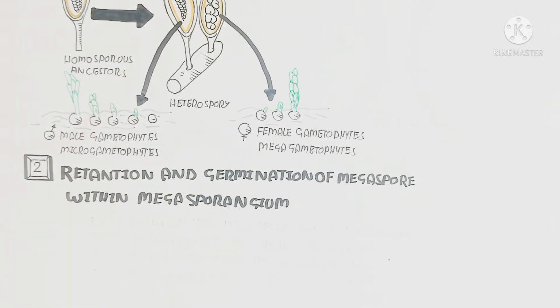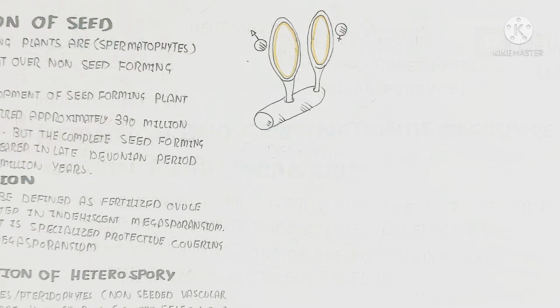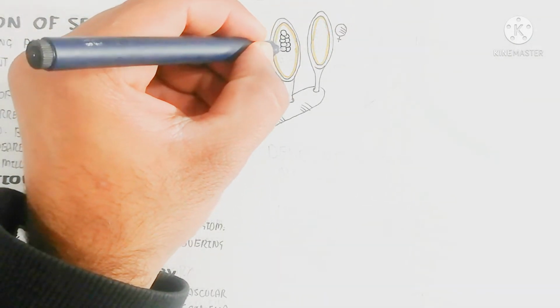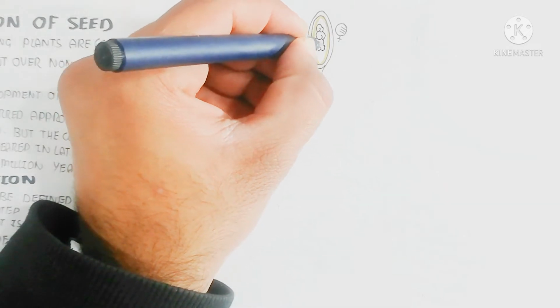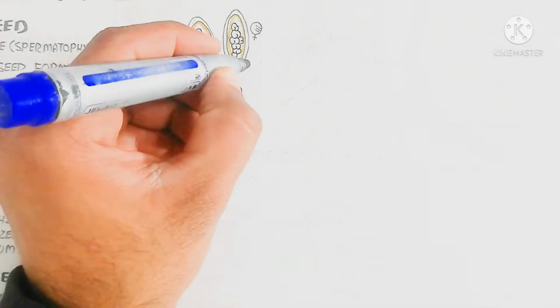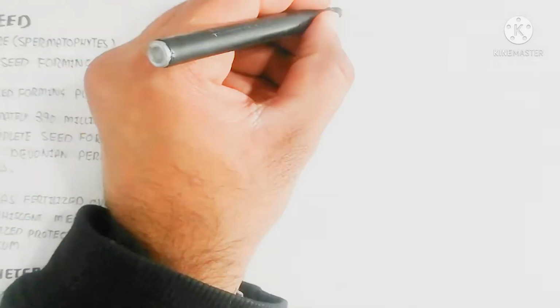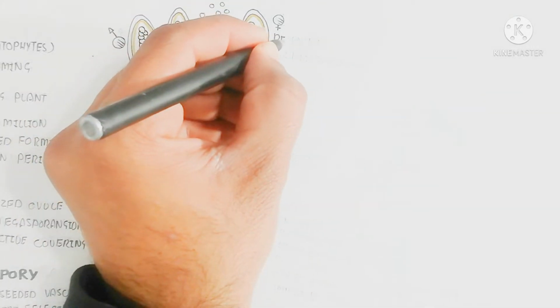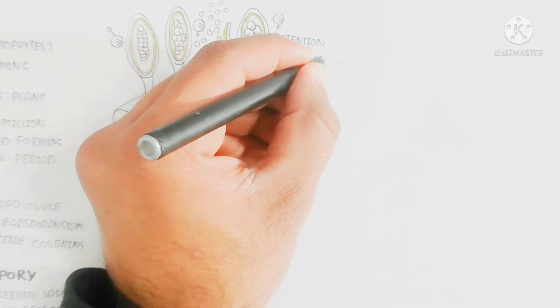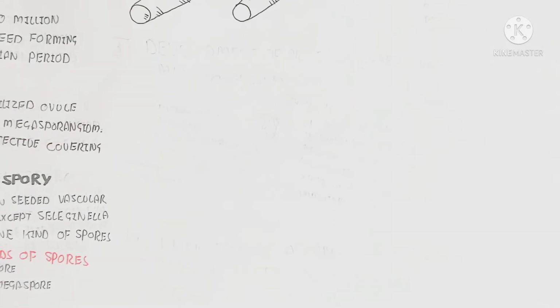The megasporangium is the part in which the megaspore is retained. In Selaginella the megaspore does not shed from the megasporangium, but develops into the megagametophyte inside the megasporangium, and in the megagametophyte the egg develops. Here are the two types of sporangium, the microsporangium and the megasporangium, which are male and female. Here is the shedding of the microsporangium, while the megasporangium is retained.